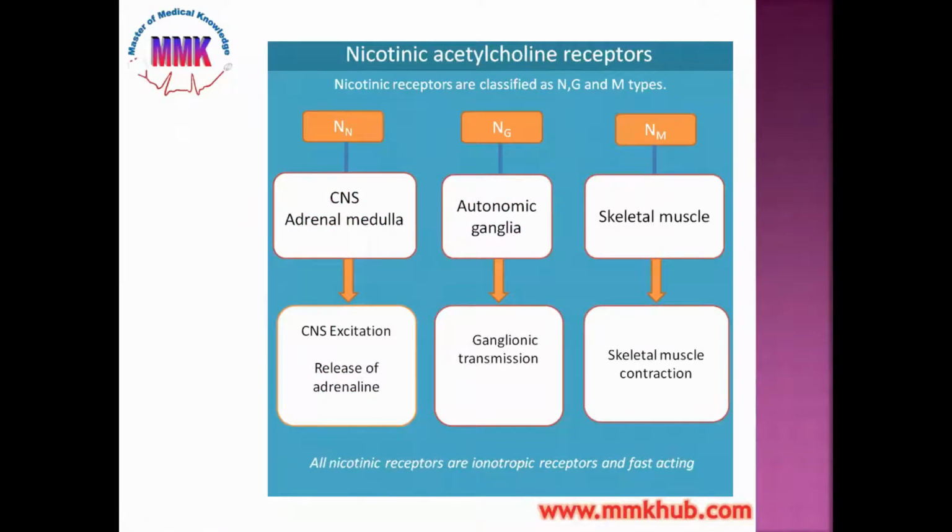Now, nicotinic acetylcholine receptors are classified as NN, NG, and NM types. NN is present in the CNS and adrenal medulla. So in CNS, it will lead to CNS excitation, and in adrenal medulla, which is a gland, it will release adrenaline. NG receptors are present on the autonomic ganglia, so they are doing the ganglionic transmission. And NM receptors are present on the skeletal muscles, so they are doing the skeletal muscle contraction. It is very easy to remember them from the mnemonics: N is for nervous system, G is for ganglia, and M for muscles.